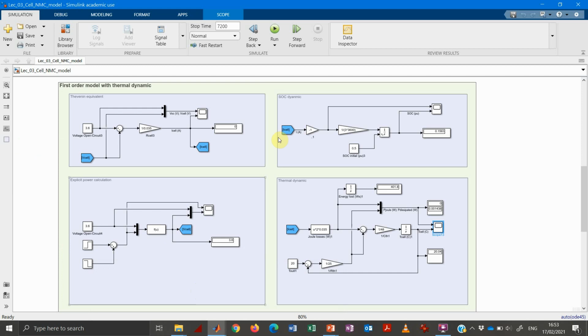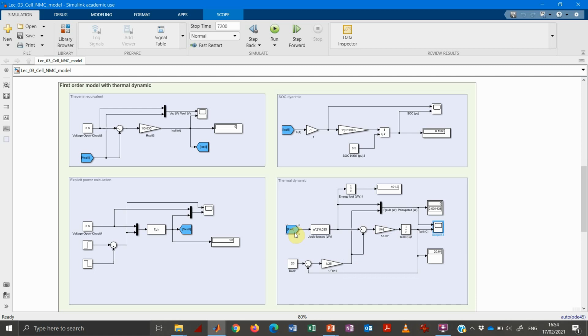So for the characterization that we want to add now, you will recognize that the three blocks we discussed in the previous exercise are just the same. We have the Thevenin equivalent here, the state of charge dynamic here, the explicit power calculation here. And what we add is the thermal dynamic in the same shape that we had before for the household. So we have an outside temperature. We are always considering constant temperatures in this case, okay? But this temperature could actually change throughout the day. We have a thermal resistance, and we have the thermal capacitance here.